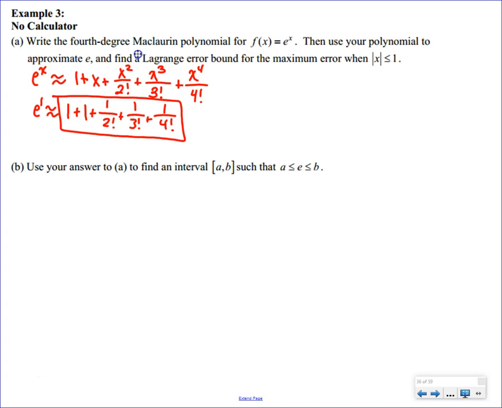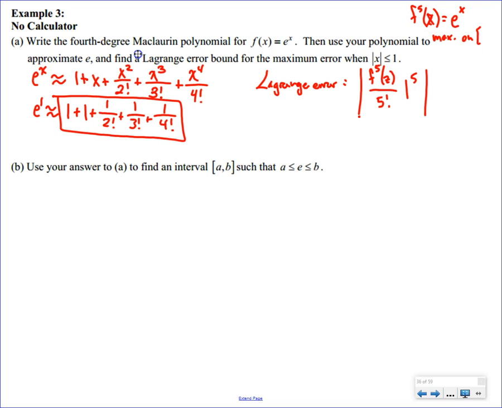But what are we doing for the Lagrange? I need the 5th derivative, right? Except the 5th derivative is e to the x. I'm plugging in 1, so it's 1 to the 5th. The 5th derivative of e to the x is just equal to e to the x. I'm trying to maximize, right, on what interval? Maclaurin centered at 0, and I'm approximating at 1. Does that make sense?